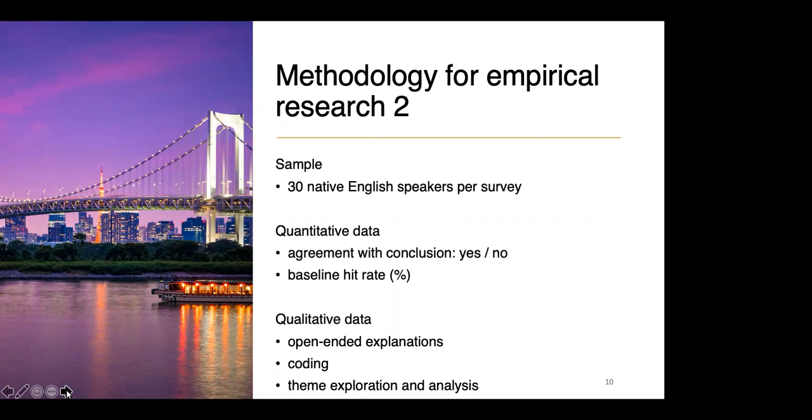The qualitative component, on the other hand, involves the open-ended explanations given by our participants for their agreement with the conclusion. These explanations were scrutinized for overarching themes and coded into categories which we would later identify as normative explanations or descriptive explanations. So let us have a look at some of our results.